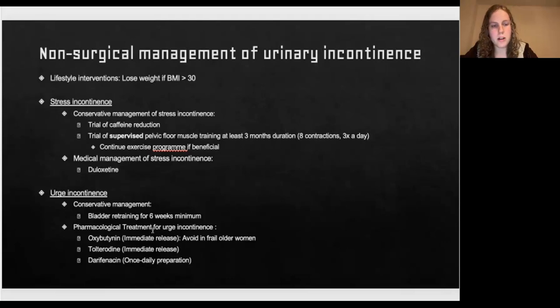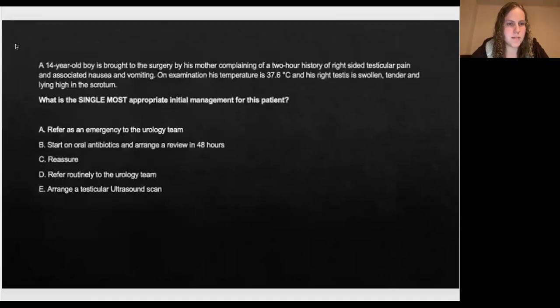And then you've got the pharmacological treatment, which is basically just to prevent that detrusor muscle from contracting too much. Urgent incontinence is also sometimes called overactive bladder, by the way, which you can see why. So oxybutynin, which should be avoided in frail older women, I think because it makes them dizzy, I'm pretty sure, but I'm not really sure. And then tolterodine and darifenacin. Okay. Next question.